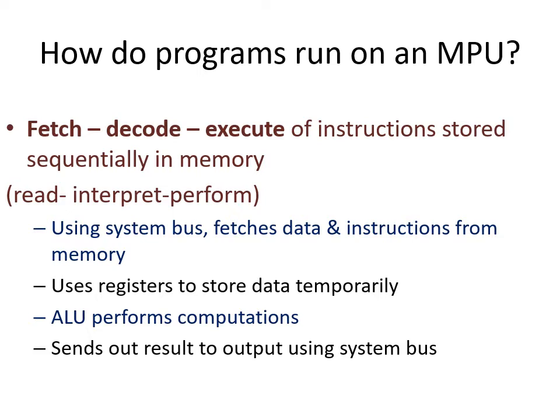When you fetch the instruction, you need to have a bus. In general you will call it the system bus; in the coming sessions we will see more about it. Using the system bus, you fetch the instruction and data from the memory, and you have registers inside your microprocessor which can be used to store the data temporarily. After you fetch and decode the instruction, you find out the required operation, and the operation is performed by the ALU. The ALU performs the computations, which might be addition, subtraction, AND, or whatever it might be. After the computations are performed, it sends out the result to the output using the system bus.